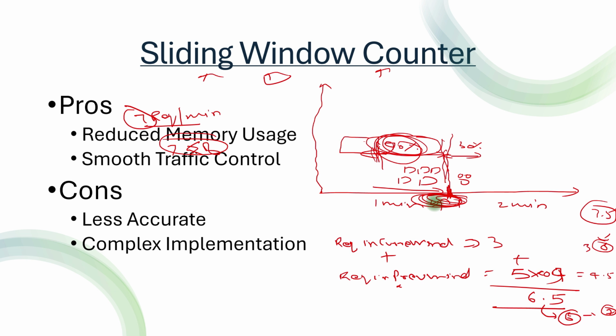Cons: it is less accurate, and the implementation is complex. Like you saw, even theoretically, compared to the previous algorithms, it's a bit difficult to understand, right? Because we have to take into account the formulas and the percentage. This will make more sense when we implement it, and we'll see how complex it is. So these are all 5 algorithms that I wanted to explain.